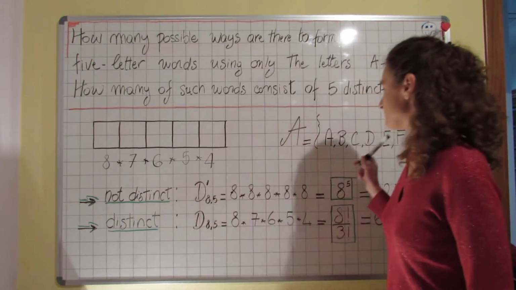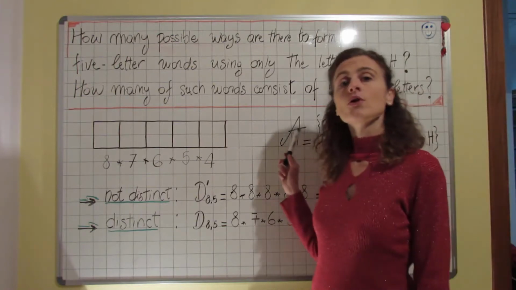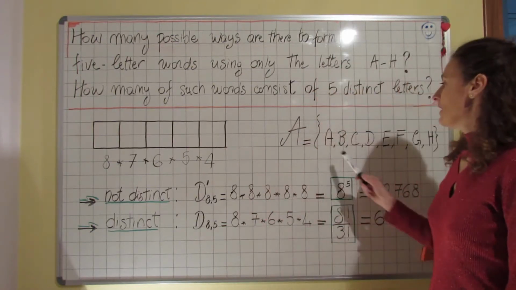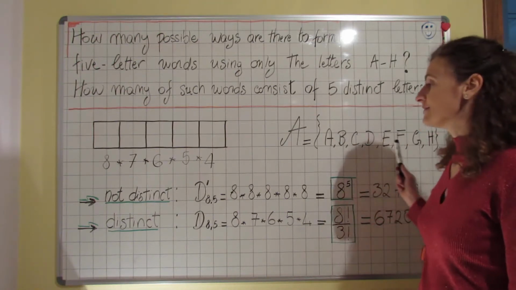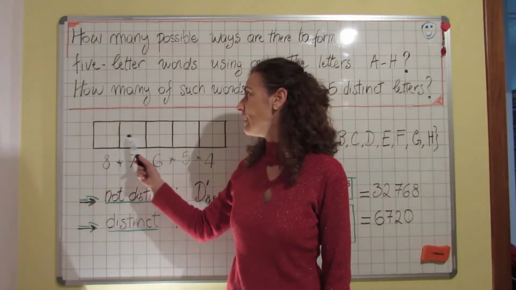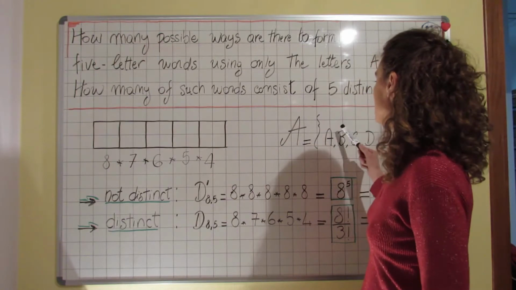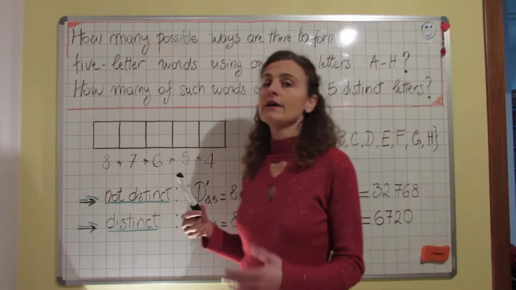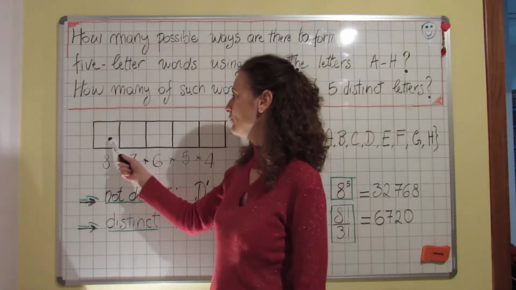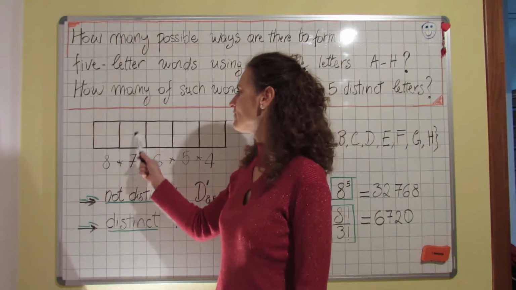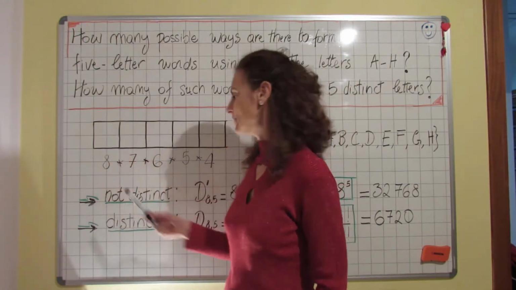So we have 8 symbols, 8 letters. We will call this our alphabet. Our alphabet consists of 8 letters, and we have to fill in 5 blanks. So we have to group these 8 symbols in groups of 5. So we can imagine that we have to fill in 5 blanks or 5 slots or 5 cells, boxes, etc.